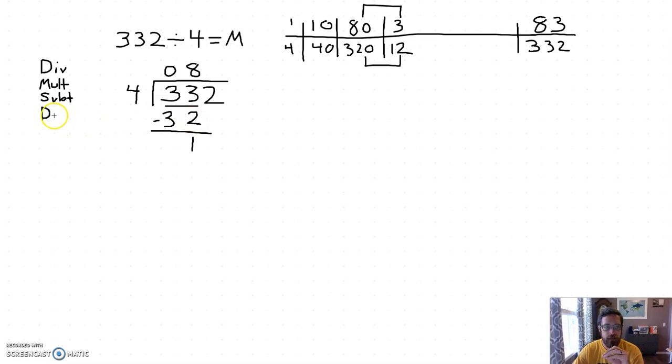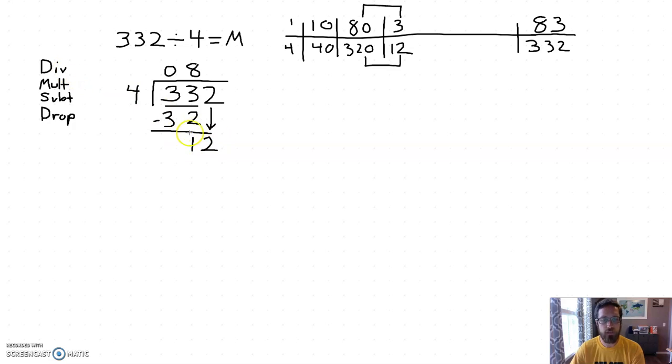And then the last D stands for drop. Is there anything left that I need to drop? Yeah, I have a 2 here that I need to drop down, and bring my 2 down here. Then I can stop and ask myself, are all my place values filled? No, I still have the 1's place here. So then I go back up and I do it again, but now I'm only doing it with 12.